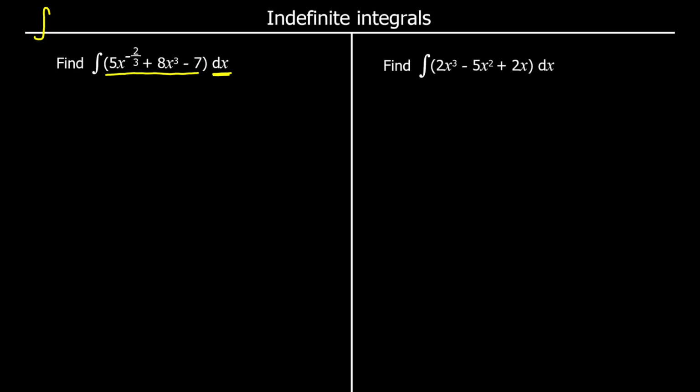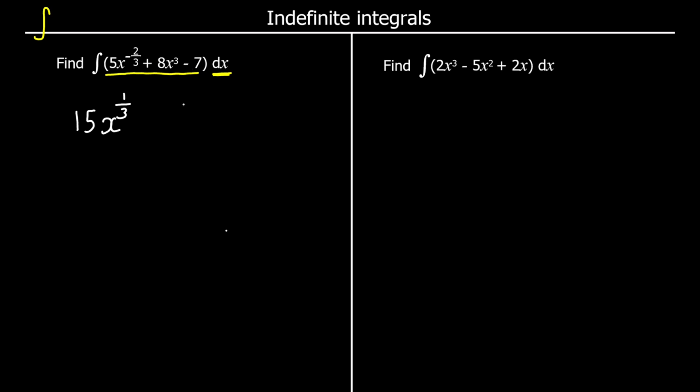To integrate, we're going to add 1 to the power and then divide by the new power. And we're going to do one term at a time. So 5x to the power of negative 2/3, we're going to add 1 to the power. So negative 2/3 plus 1 is going to be a third. And then we're going to divide by the new power. 5 divided by a third is the same as 5 times 3. So that's 15. Then we'll move on to the next term.